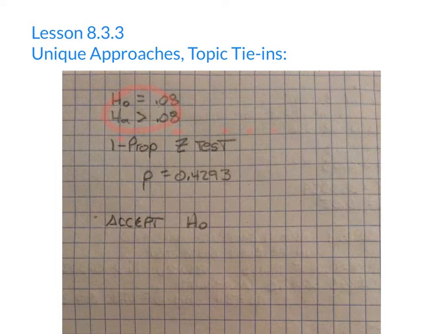Also, they've skipped any conditions check. They're showing an over-reliance on the calculator to produce p-values. And they've written the conclusion incorrectly by accepting the null hypothesis instead of failing to reject it, and not providing any type of explanation as to what the conclusion means.